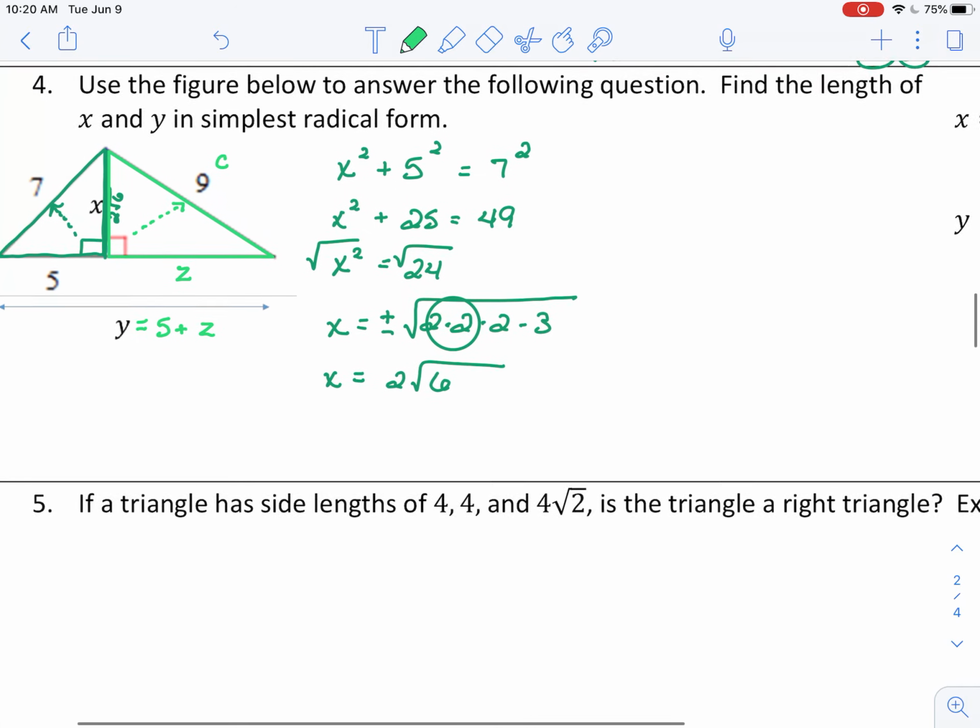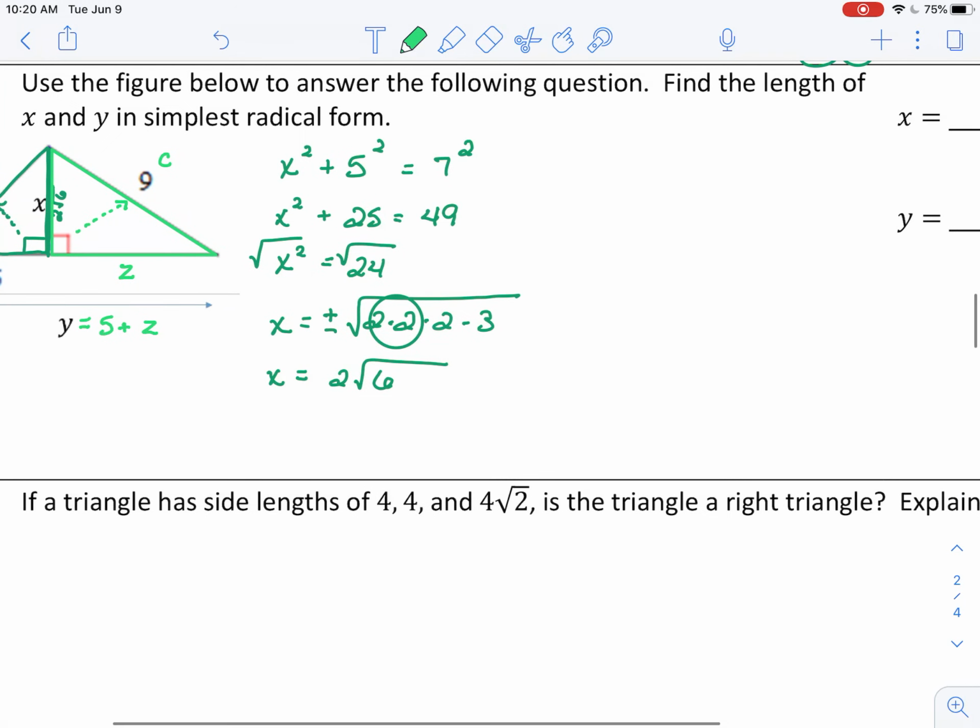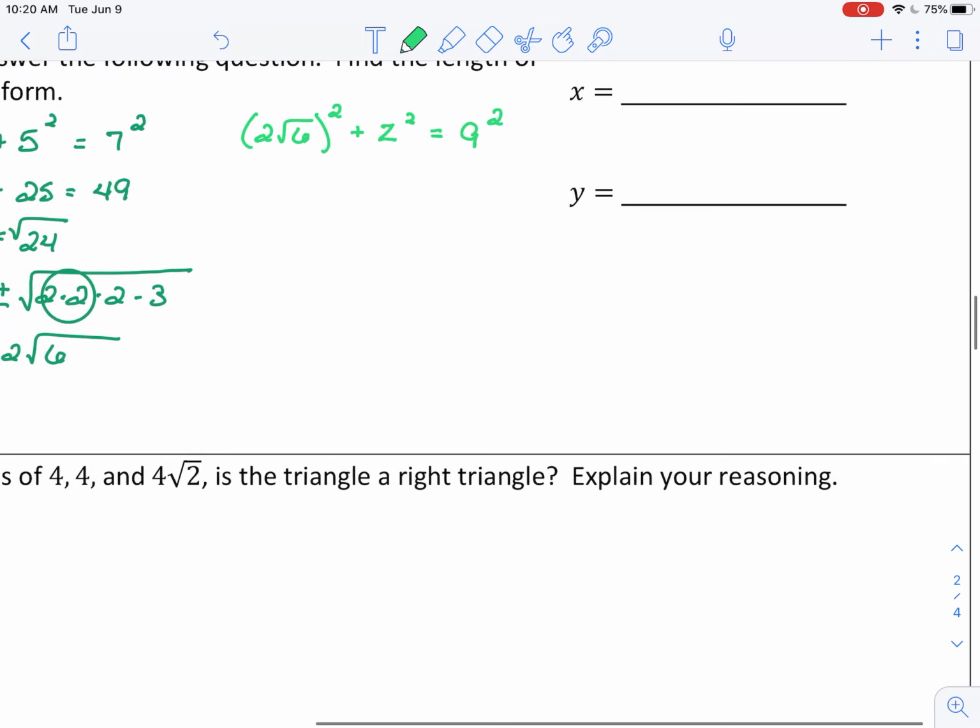So in that right triangle, I already said that 9 is the hypotenuse, so I'm going to set up my Pythagorean theorem where I'm going to have my legs squared. I'm putting the first one in parentheses because it has a coefficient and a radical, and I don't want to do it wrong. Plus z squared, and it's set equal to the hypotenuse squared, the side across from the right angle. Now I need to square these things.